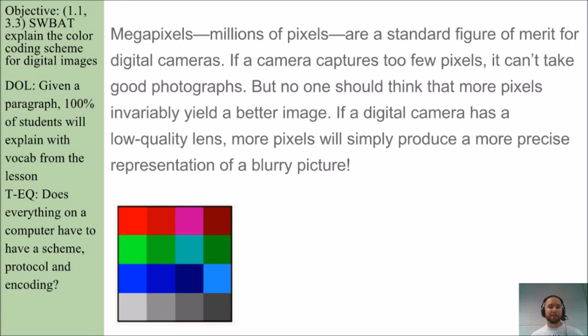So as I wrap up here, just a note: megapixels, that is millions of pixels, are a standard figure of merit for digital cameras. If a camera captures too few pixels, it can't take good photographs. But no one should think that more pixels invariably yield a better image. If a digital camera has a low-quality lens, more pixels will simply produce a more precise representation of a blurry picture.